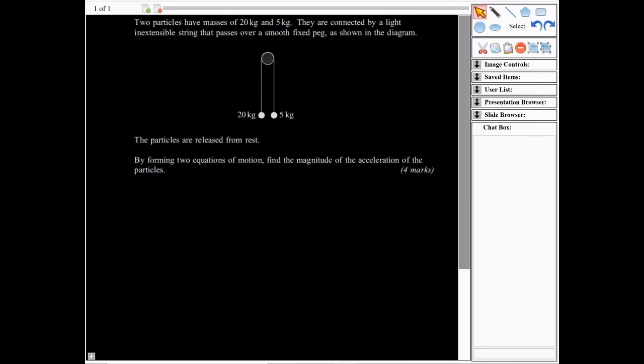Okay, so in this video I'm going to do another question which is similar to the ones with the trolleys and the F equals ma. And it looks different, but it's basically the same thing. So I'm going to do this and explain to you how this works.